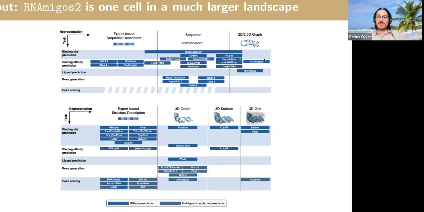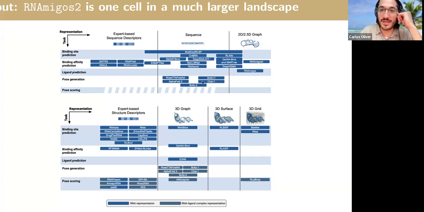So over here you have RNamigos 2 that I talked about, but there are many other tools that are coming out that basically differ in terms of what kind of modality they process as input. There's been a lot of focus recently on trying to predict interactions purely from sequence. So you see a bunch of tools in this domain. And I think this is really a very worthwhile direction to follow. It would be really great if we can just take a sequence and make confident predictions.